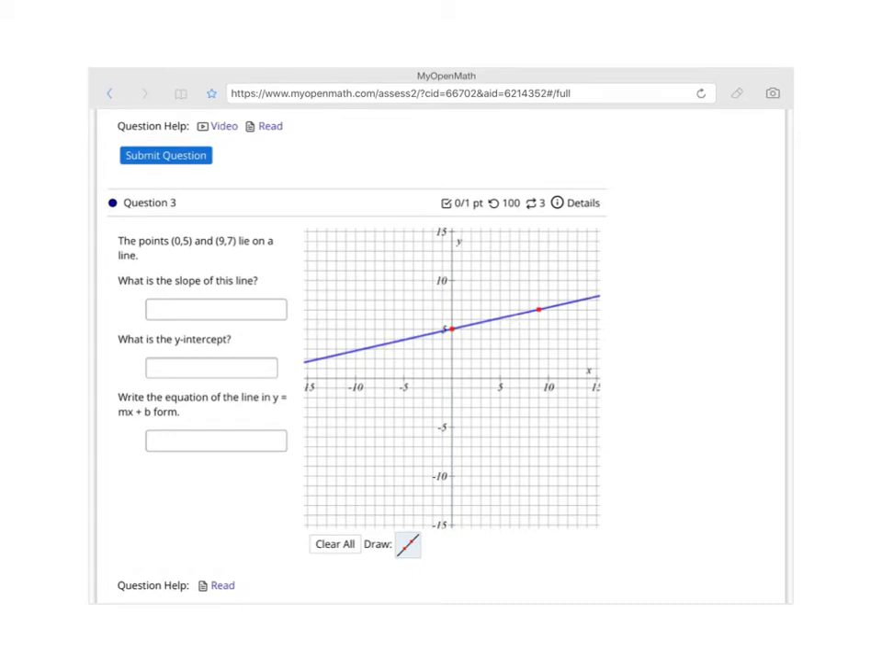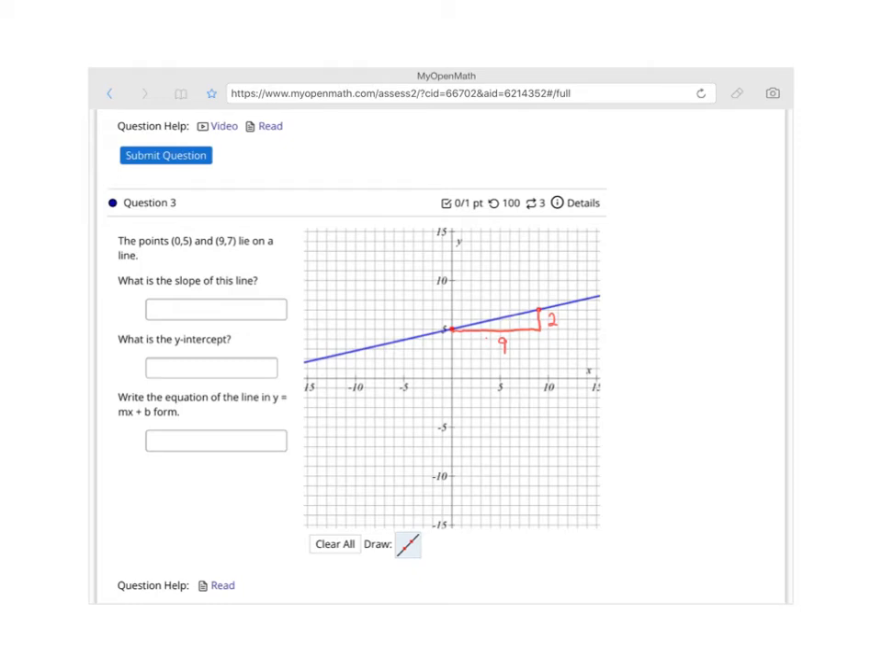Now, to find the slope of this line, I'm going to make a slope triangle. So all I'm going to do is just draw over from one point to the other and count my rise over run. Well, my rise is 2 because it goes up 2, and my run is 1, 2, 3, 4, 5, 6, 7, 8, 9. So that means my slope is going to be 2 over 9 because it's rise over run.